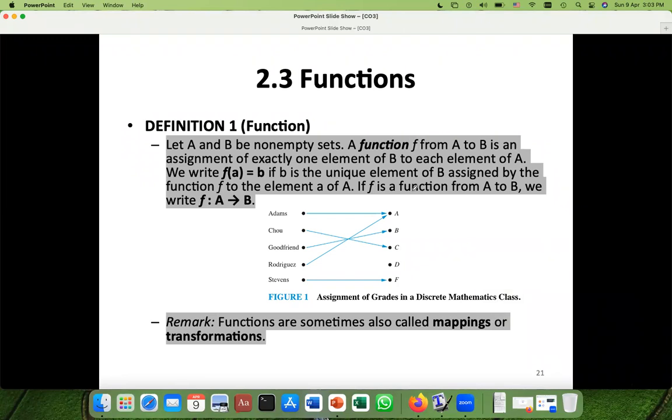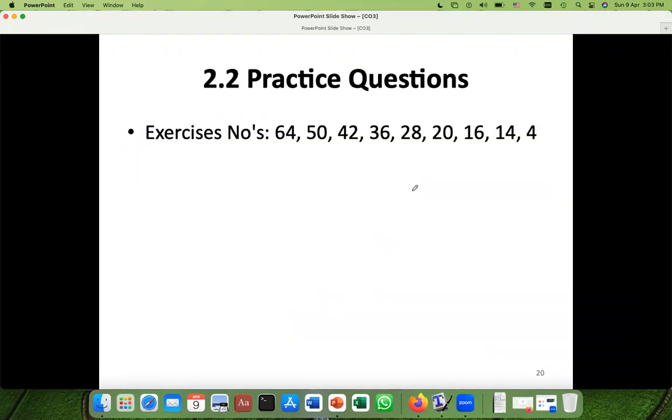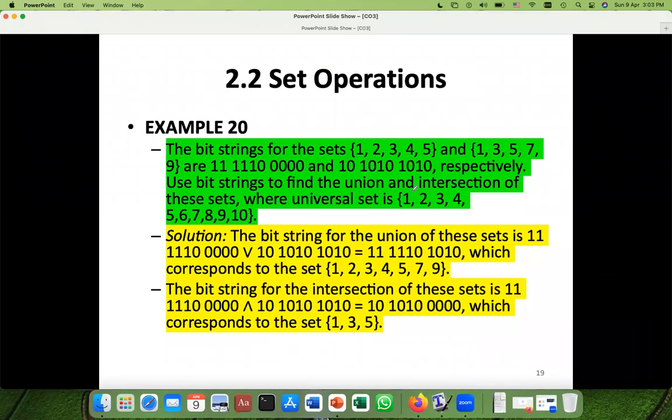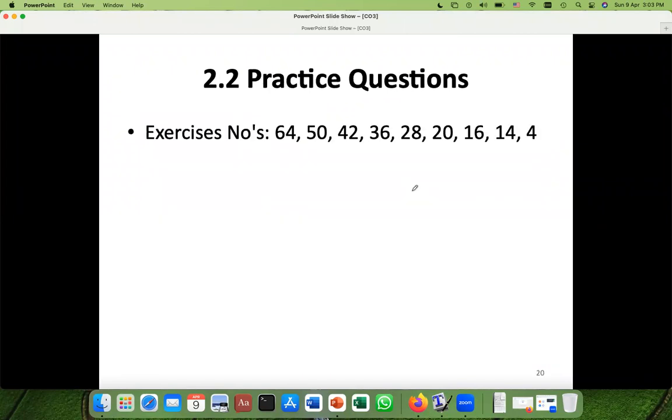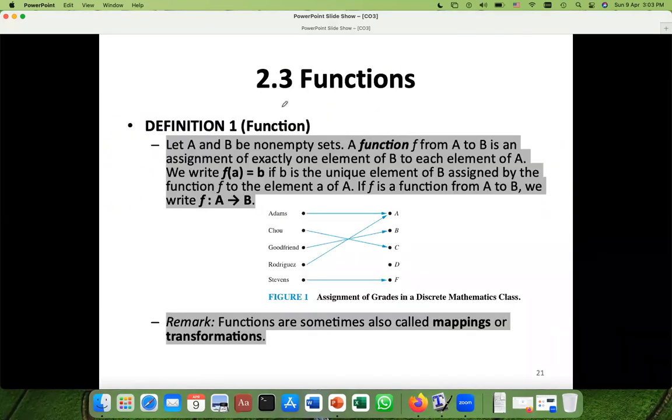So this is the topic from where I have to start. Previously, we saw the set and set operations, and now it's time for functions. What is a function? A function would be between two sets, or if you have one set, then the function can be on itself.